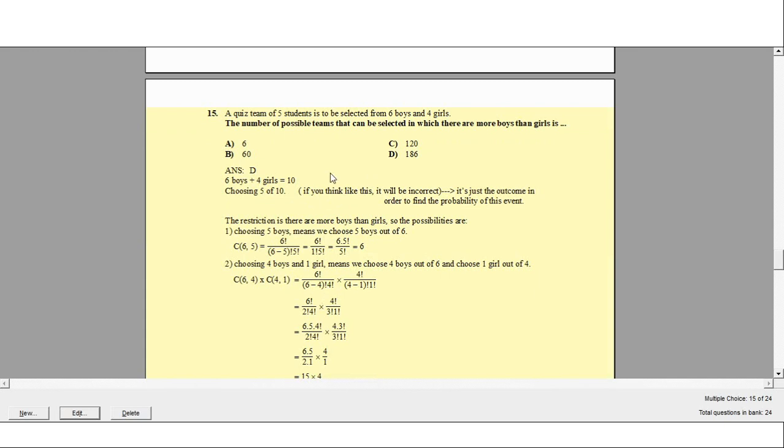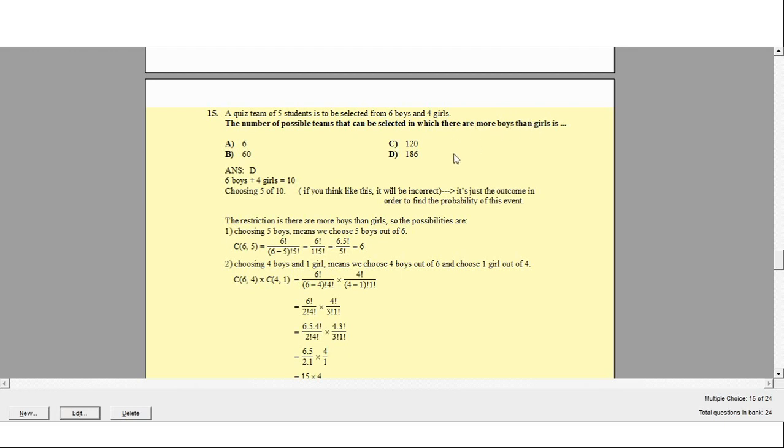This is actually a hard question, so you have to be careful solving this because it will have many steps. A quiz team of 5 students is to be selected from 6 boys and 4 girls. The number of possible teams that can be selected in which there are more boys than girls. So here, you need to choose 5 students from 6 boys and 4 girls, and then with the restriction that there should be more boys than girls.